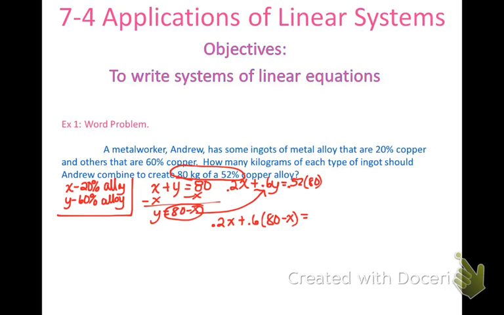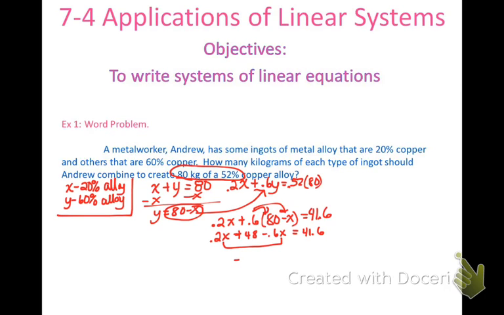and then I'm going to do the math already. I'm going to do 0.52 times 80. Alright, so I got 41.6. I know I'm going to distribute, so it's going to be 0.2x plus, if I do the math, 48 minus 0.6x equals 41.6.